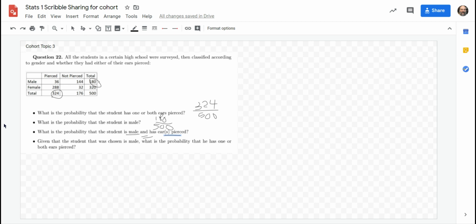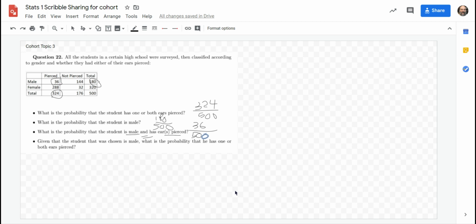But here, we have data for everything. What's the probability that a student is male and has pierced ears? Well, that's the 36 students that are male and have pierced ears out of, again, it's still out of the 500 because the student, we weren't told, oh, it's a male, so there's only 180 of them. We weren't told, oh, it's only pierced ears, so there's only 324 of them. We were told a student, and then we're just looking for the 36 out of 500. As always, event divided by sample space.